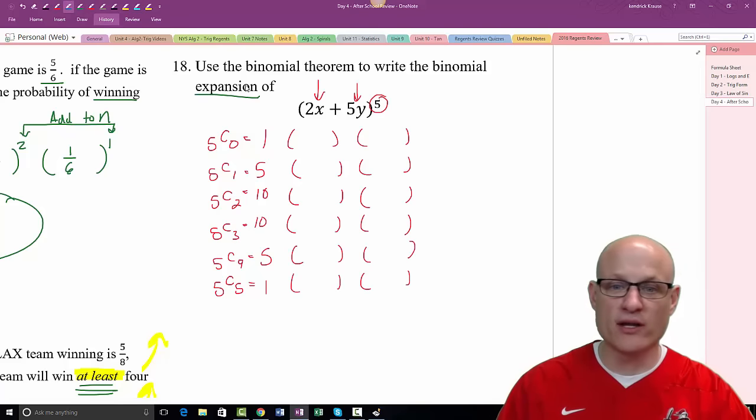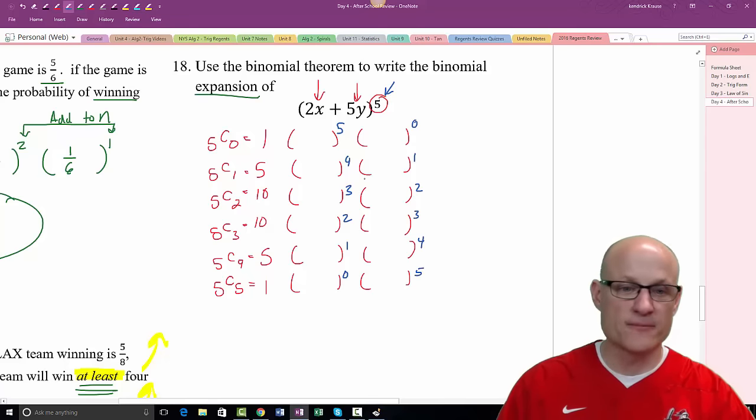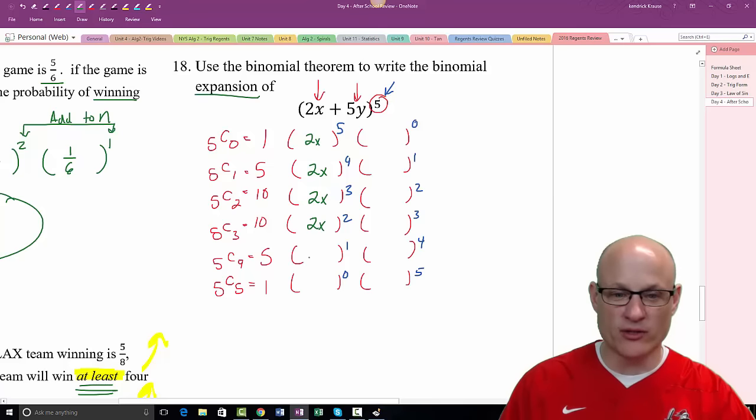So we're going to start with 5. 5, 4, 3, 2, 1, 0, and 0, 1, 2, 3, 4, 5. What goes in the first set of parentheses is 2x. Now, anything raised to the 0 power is just 1. So I really don't need this one. What goes in the second one is 5y. 0 power. Don't need that one. 5y. I might use it anyway.